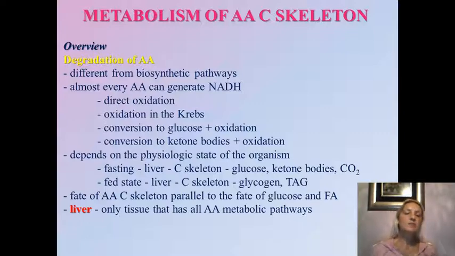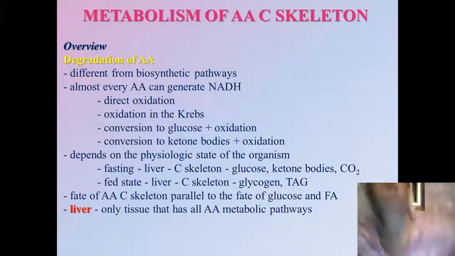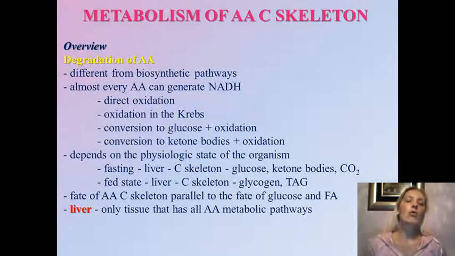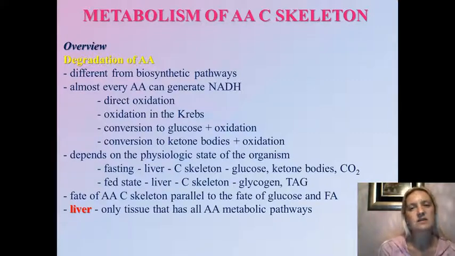And that can be achieved either through direct oxidation or oxidation in the Krebs cycle, or conversion to glucose and subsequent oxidation of glucose, or conversion to ketone bodies and subsequent oxidation of those ketone bodies. Which of these mechanisms is going to be involved at a specific moment in the organism depends on the physiologic state of the organism.